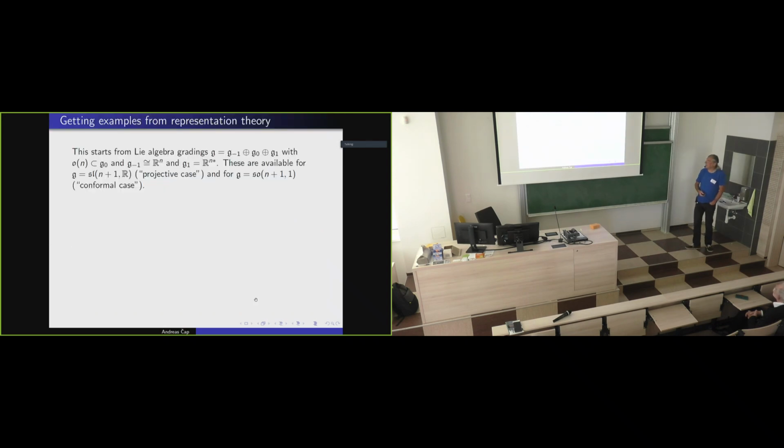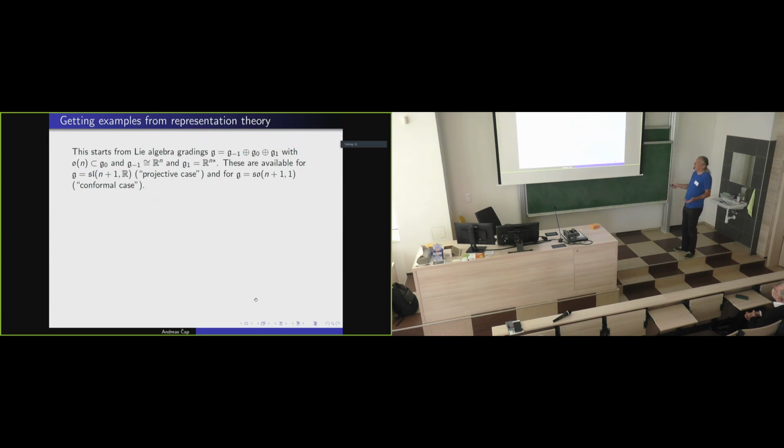Okay, right. So now I completely forget about this general approach because it was just assumptions, assumptions, assumptions, consequences, consequences, consequences. So how to get examples? The examples actually come from representation theory and Lie theory. What you get is you start from a Lie algebra grading, G is G minus 1 plus G0 plus G1, such a Hermitian symmetric type grading, where G is semi-simple, in such a way that ON, which governs Riemannian geometry, is contained in G0. That's the only issue that we need.